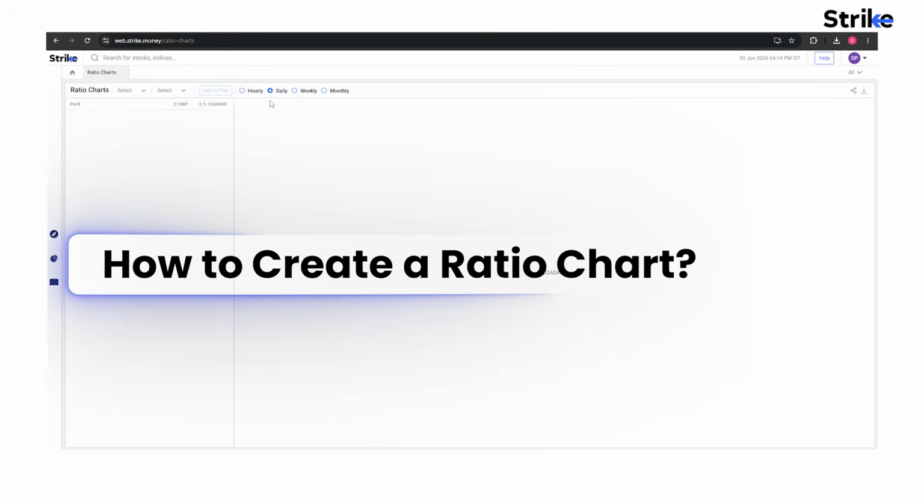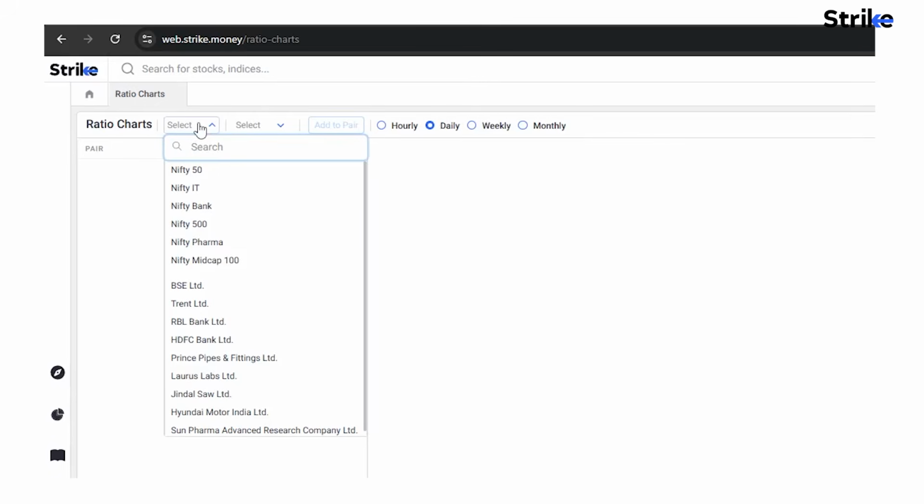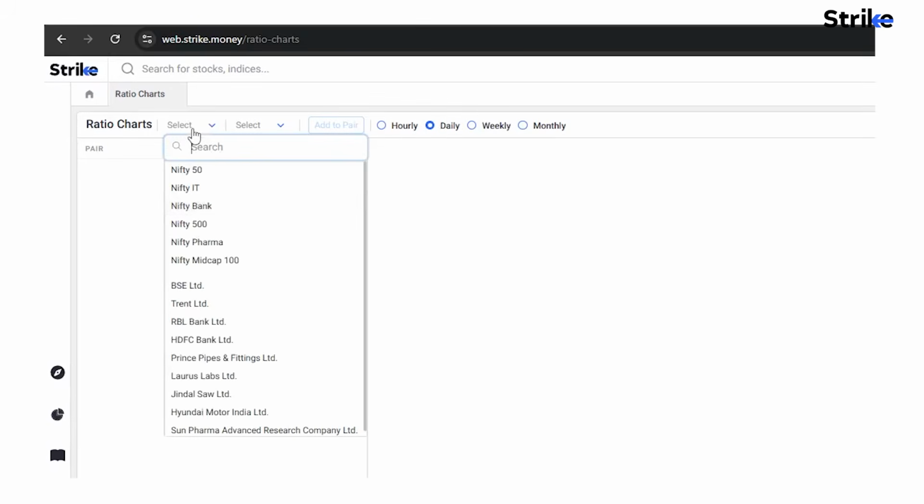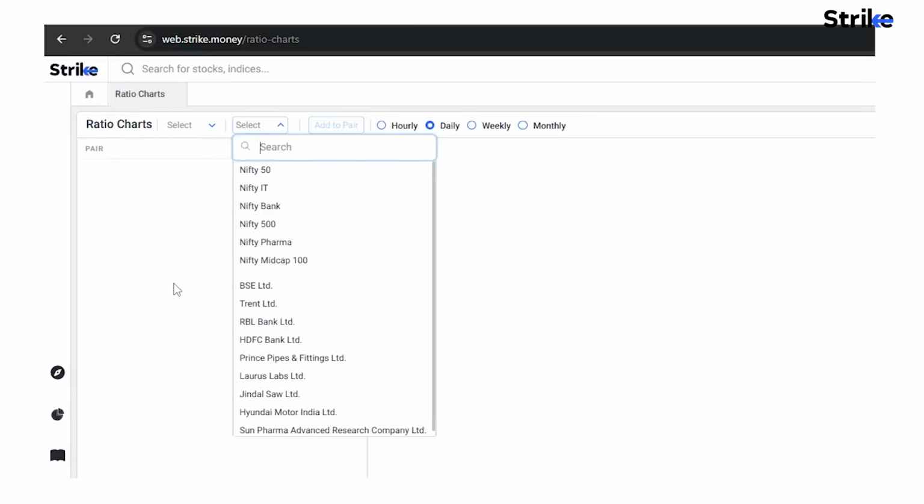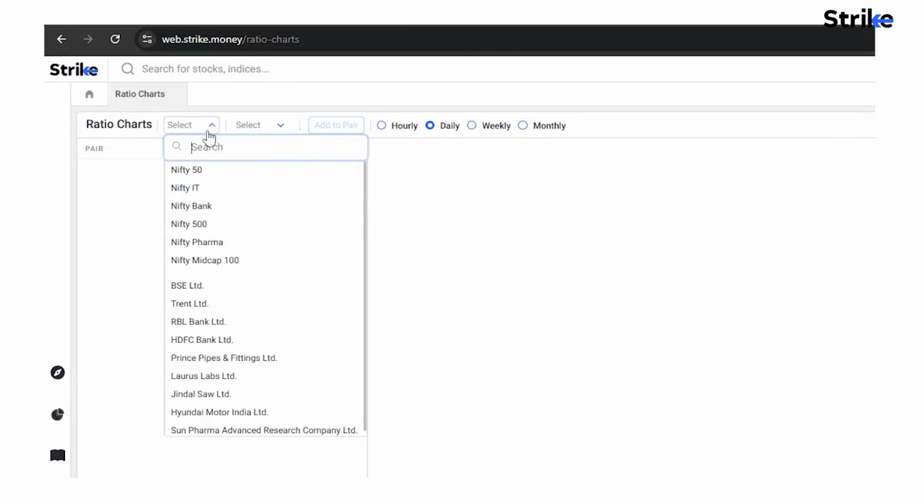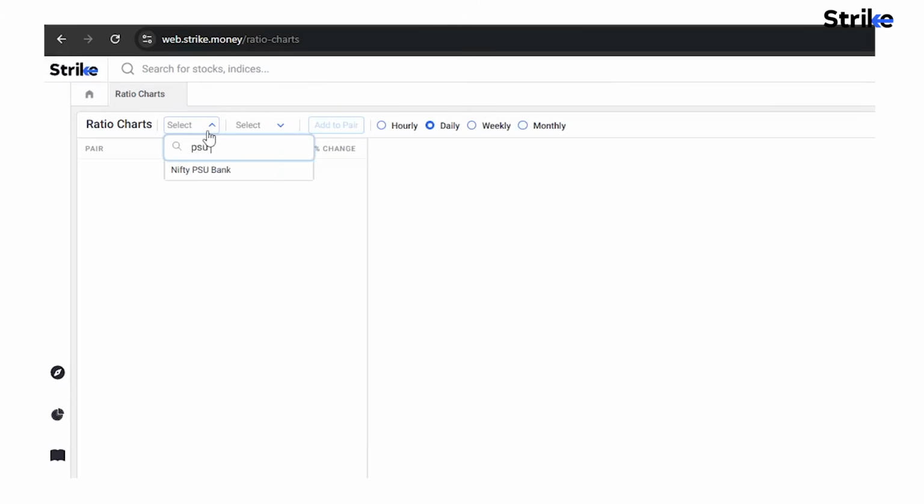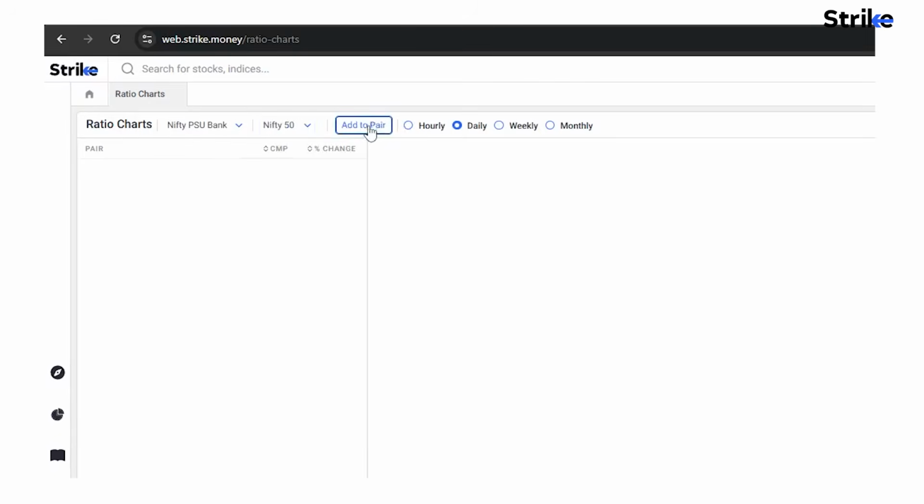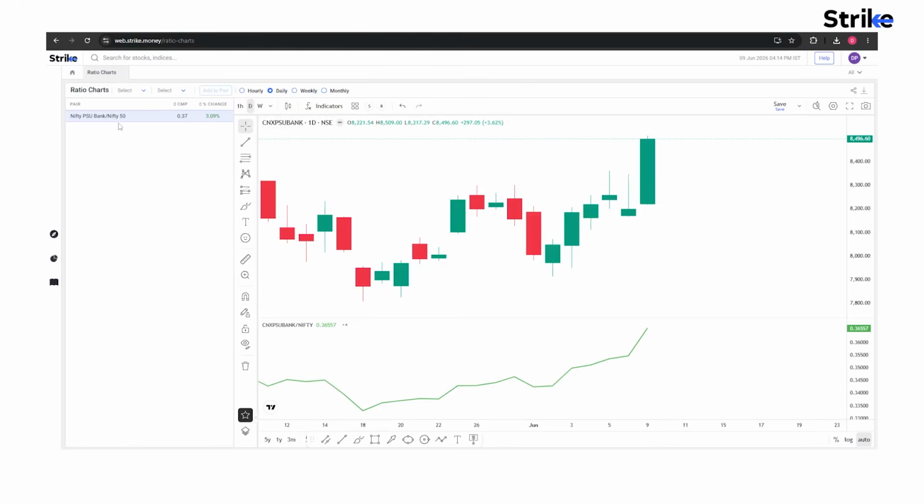So how are you going to create a ratio chart? You have to select two sectors. One would be the numerator, another would be the denominator. My interesting observation was in the PSU banks, so I just wanted to highlight the Nifty PSU Banks. You type PSU banks and you will get it. For the benchmark, you can go with the Nifty 50. Many people go with the Nifty 500 as well, but for the timing, I just wanted to go with the Nifty 50 and add pair. Once you add this pair, you will get the ratio, Nifty PSU Banks to Nifty 50.